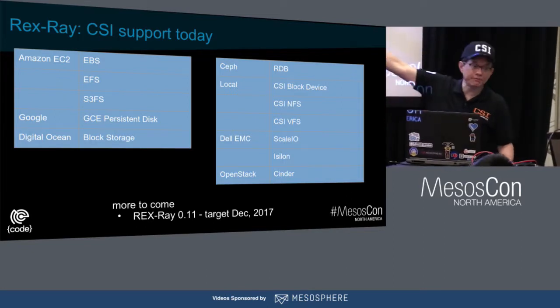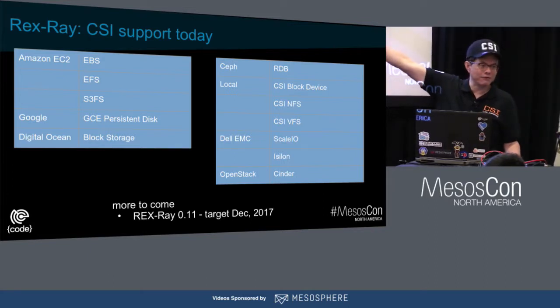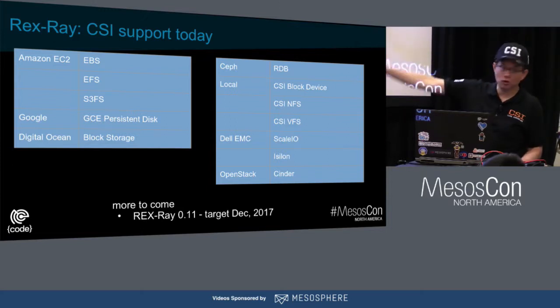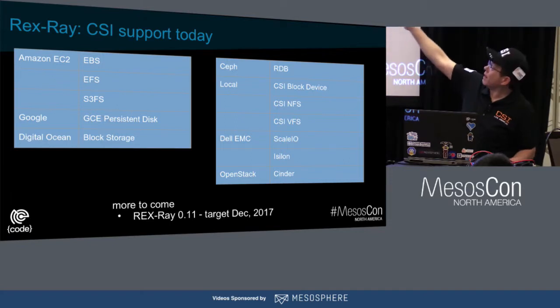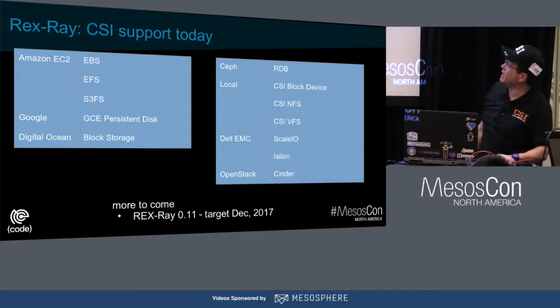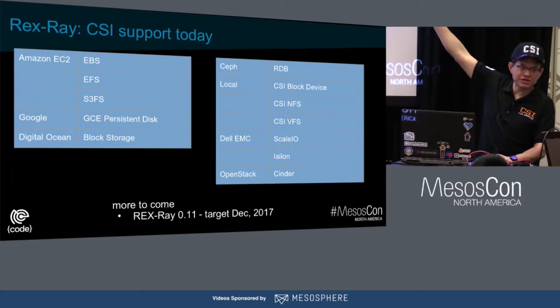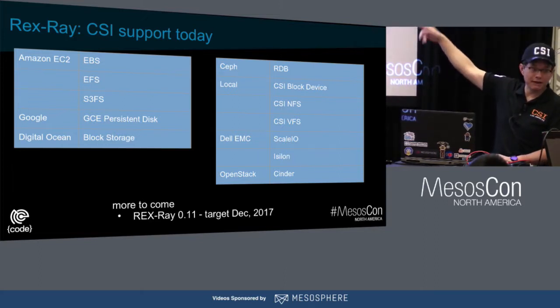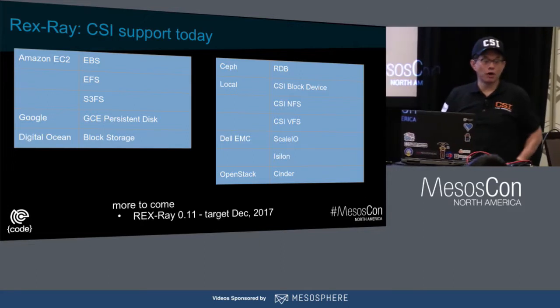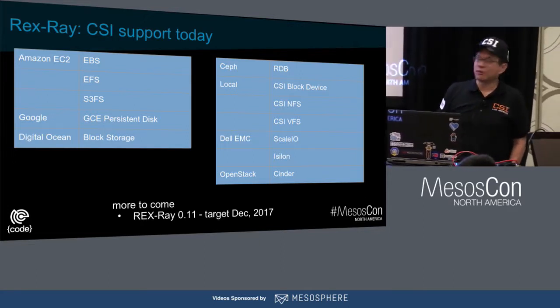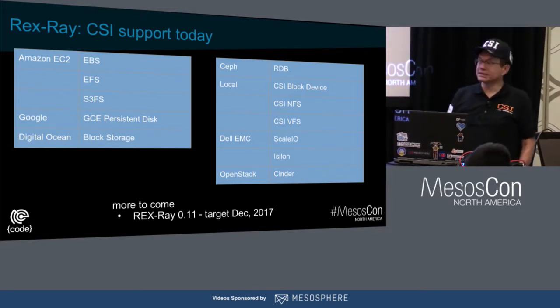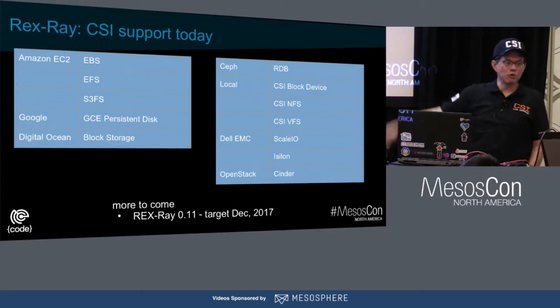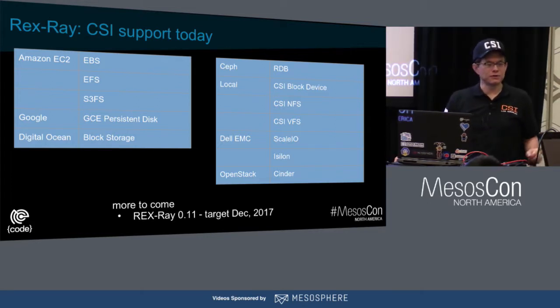So we've got coverage in public clouds for all the flavors of storage that you're likely to use on Amazon: EBS, EFS, S3, Google Persistent Disk, DigitalOcean block storage. If you run on-prem, we've got support for Ceph RBD. We've got 3 more or less generic flavors for block, NFS, virtual file system. For the Dell EMC on-prem product line, we shipped with initial support for ScaleIO and Isilon. And then finally, we have support for OpenStack Cinder in this first release.